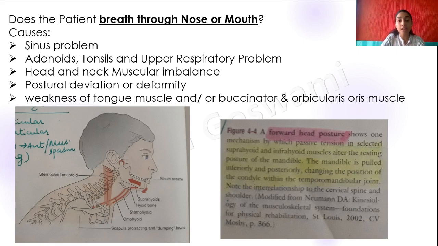Weakness of the tongue muscle and or the buccinator or orbicularis oris muscle. It is important because tongue muscles maintain the intraoral pressure, which is balanced or compensated by the buccinator and orbicularis oris muscle, which maintain the extraoral pressure. So any abnormality between these two pressures may lead to an altered chewing pattern or increased stress in the TM joint also, and our mouth contour may also alter because of this alteration in muscular balance.